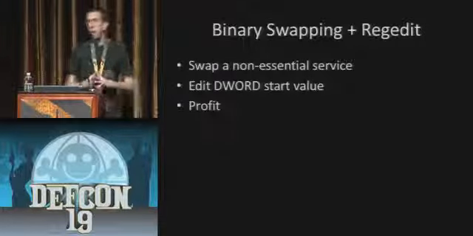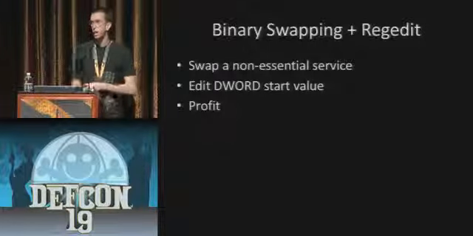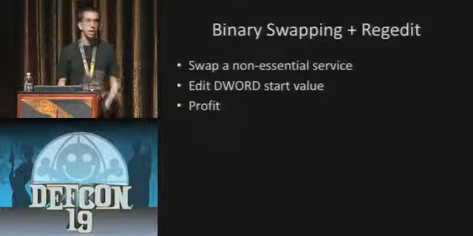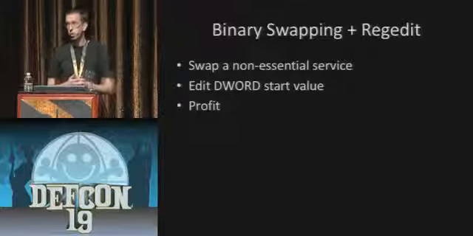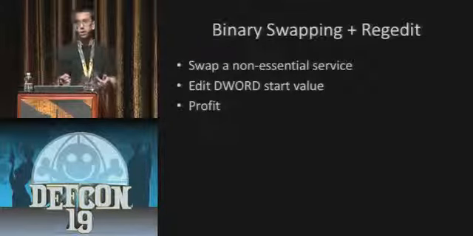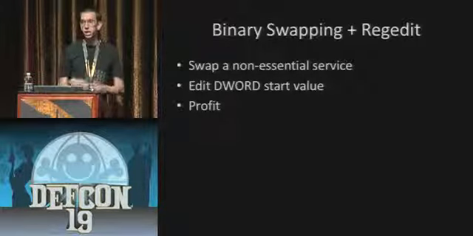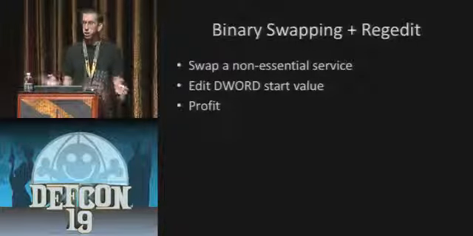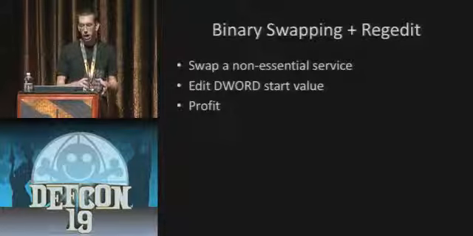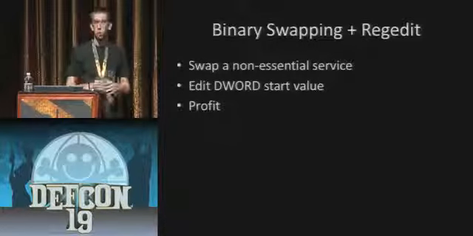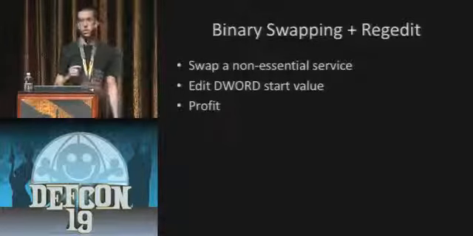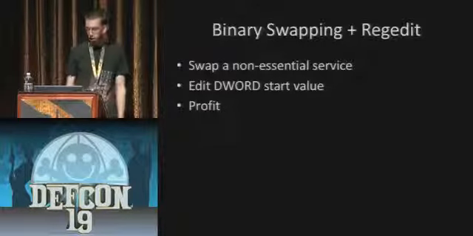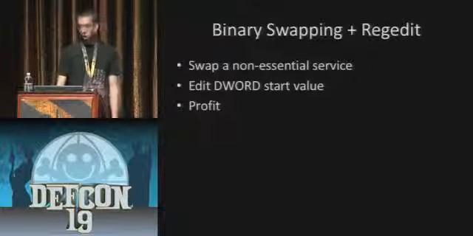So instead, what I did was a combination of binary swapping and registry editing. So what I did was I swapped a non-essential service. In this case, I picked the print spooler, swapped out spoolsv for another executable, and then edited the DWORD Start key in the registry, which doesn't change the registry size. It's a very simple edit. Will not give you angry warnings, and will make sure that this thing gets run on boot, privileged, reliably in any version of Windows. So now we are cooking with gas.